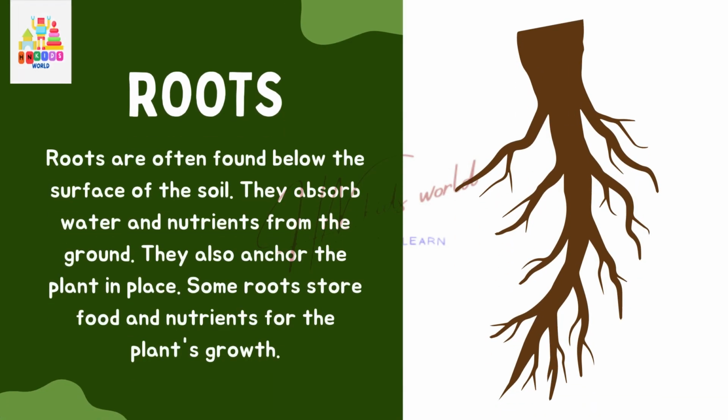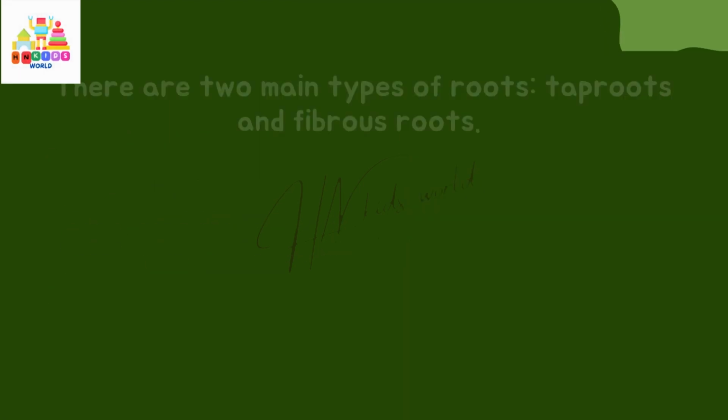Roots. Roots are often found below the surface of the soil. They absorb water and nutrients from the ground. They also anchor the plant in place. Some roots store food and nutrients for the plant's growth.